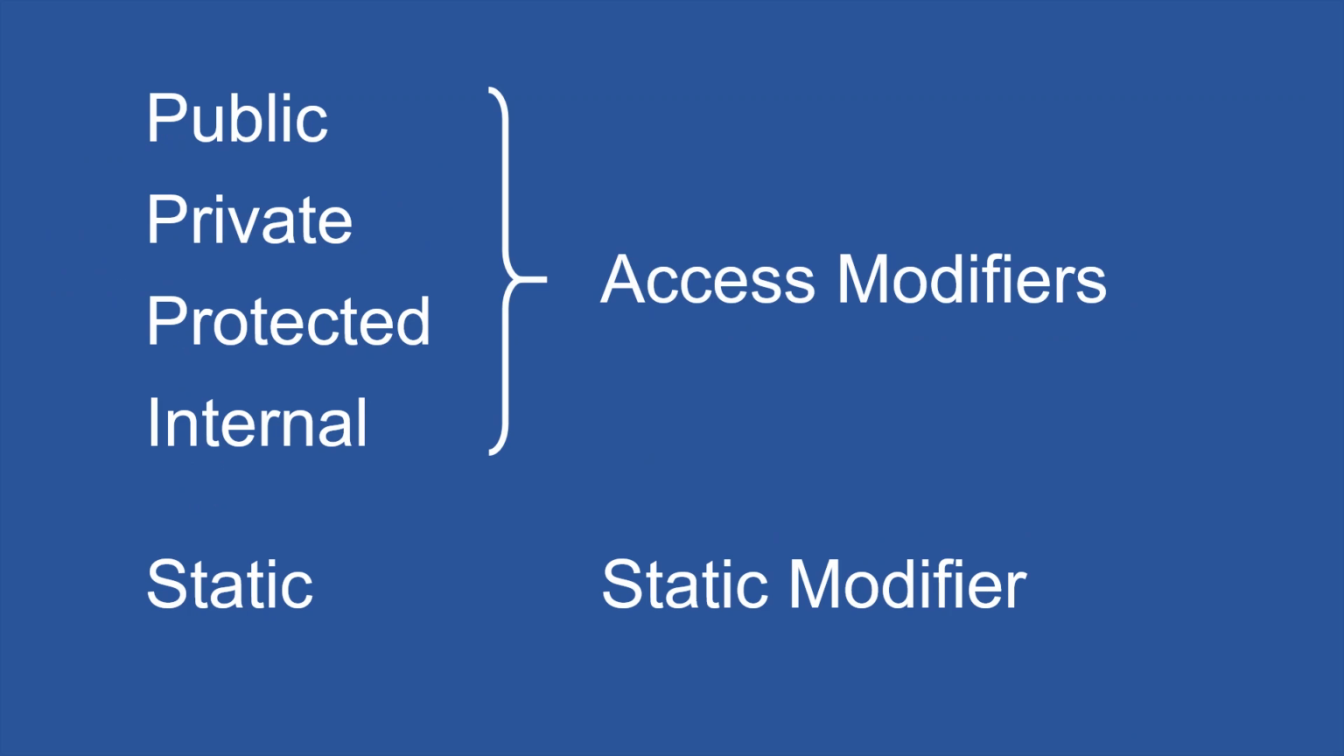So in this lecture, I want to talk about these, but because this is an introduction lecture, I don't talk about protected and internal modifiers. So I want to talk about the public access modifier, the private access modifier, and the static modifier. Okay, so let's begin.